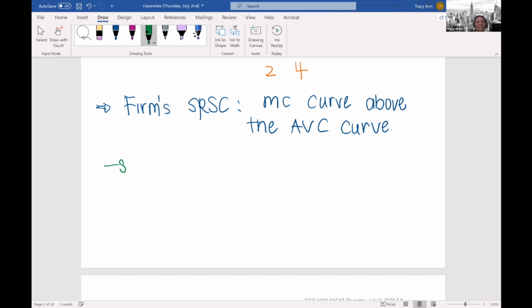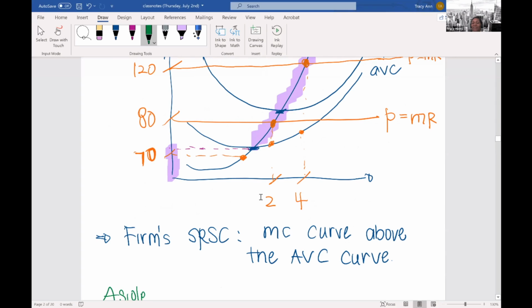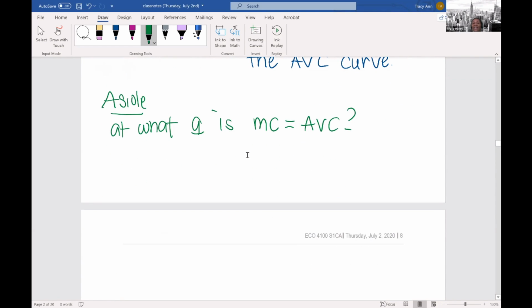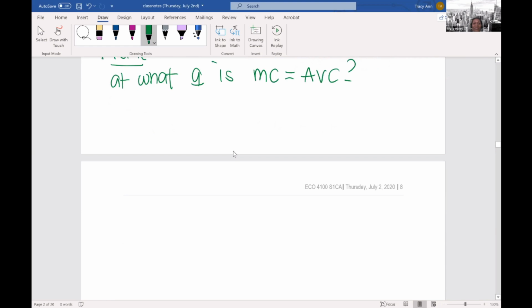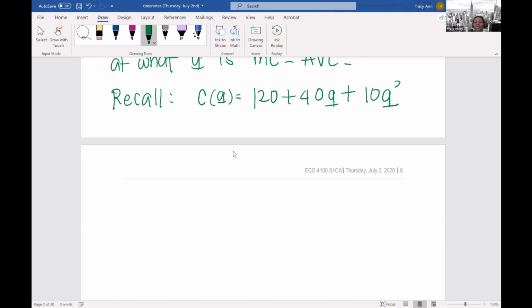So here's my aside. If I find the quantity where marginal cost is equal to my average variable cost, then I can use that quantity to determine the price, and this is going to be the price at which the firm will produce a positive level of output. So I can set my marginal cost equal to average variable cost. So if you recall, my cost function is equal to 120 plus 40Q plus 10Q squared.